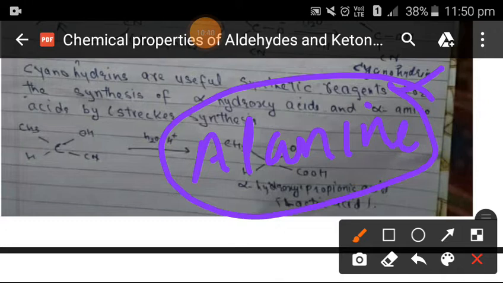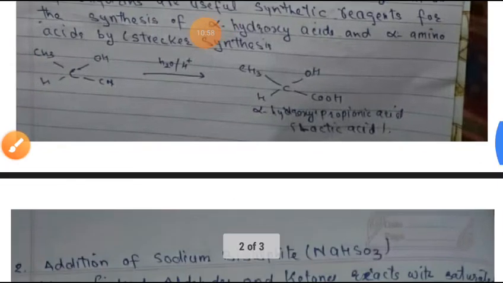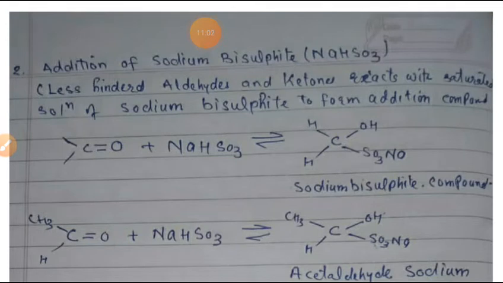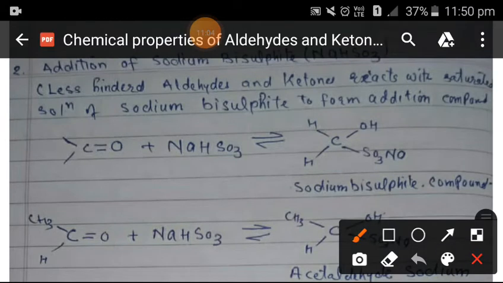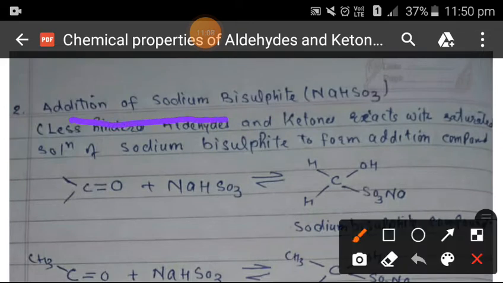So cyanohydrin is a very useful and important synthetic reagent for the preparation of hydroxy acids or lactic acid, and any amino acid can be prepared from this cyanohydrin. Clear? So this was one of the applications of cyanohydrin. Now the second addition reaction: let us see the addition reaction of sodium bisulfite, NaHSO3.